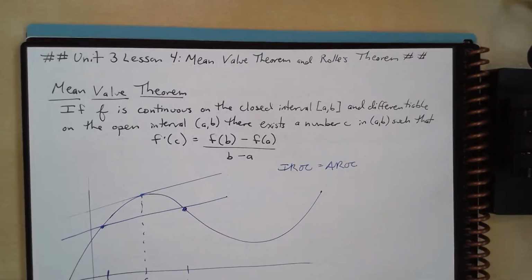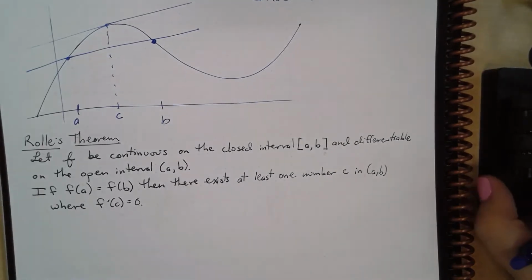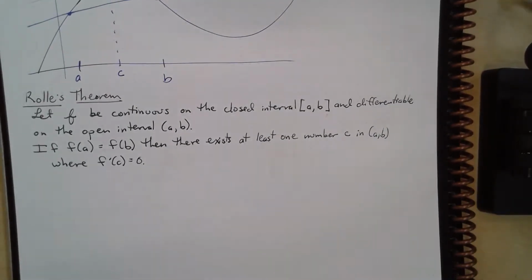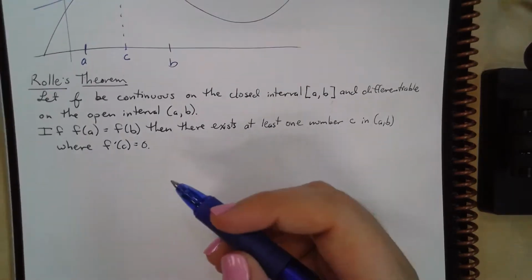All right, so let's discuss something else a little bit further: Rolle's theorem. Rolle's theorem says, let f be continuous on the closed interval a to b and differentiable on the open interval a to b. If f of a is equal to f of b, then there exists at least one number c in a to b where f prime of c is equal to 0. Okay, so that's a little bit different.